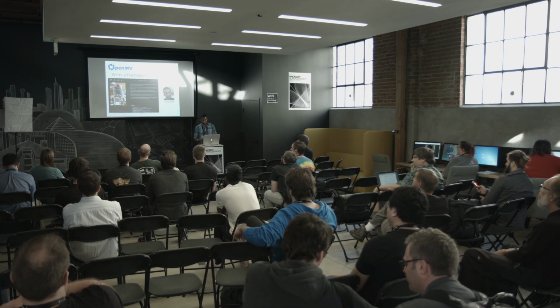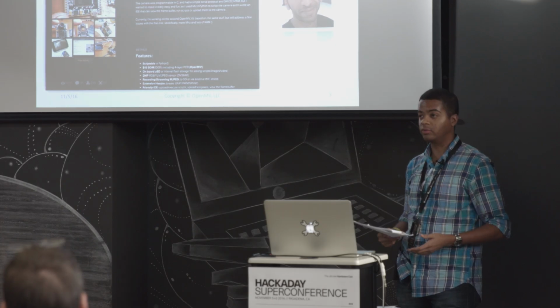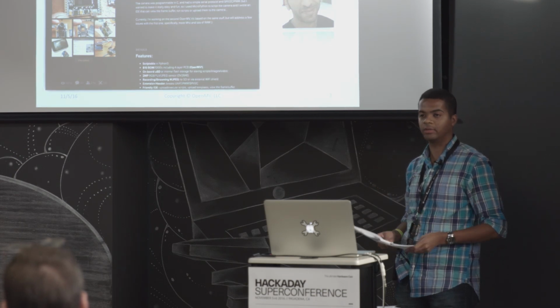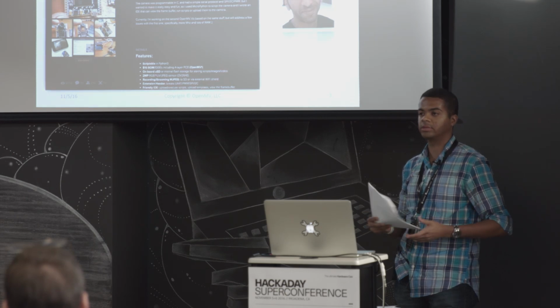So we're a Hackaday project. That's how OpenMV got started. It was originally my co-founder, a guy named Ibrahim. He created the project on a blog post, pretty much, looking for a better camera sensor. And eventually there's a huge following of people behind that blog post looking to see this product realized. So he then went on and made a Hackaday post about it and kept updating features and such.